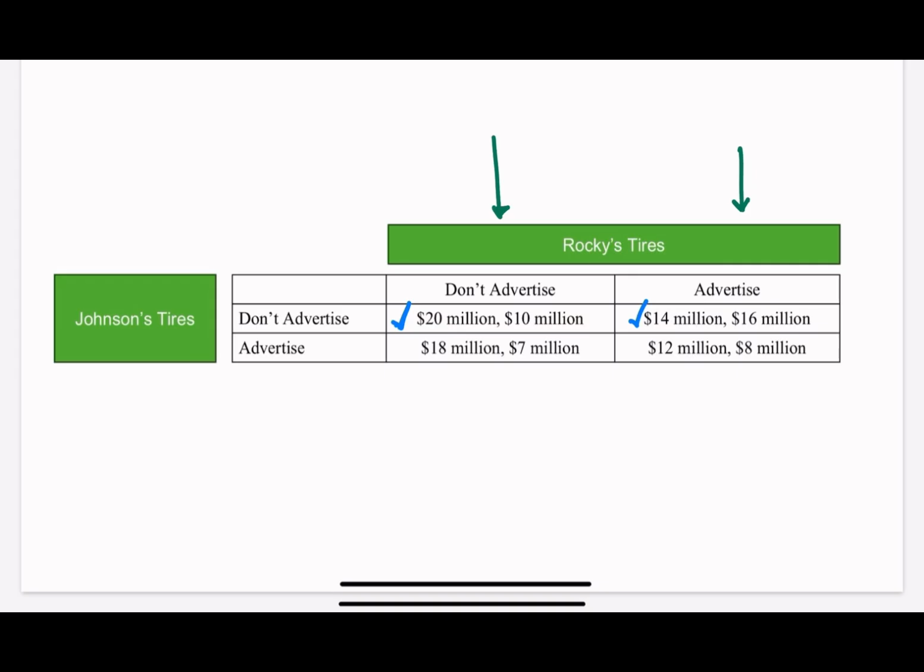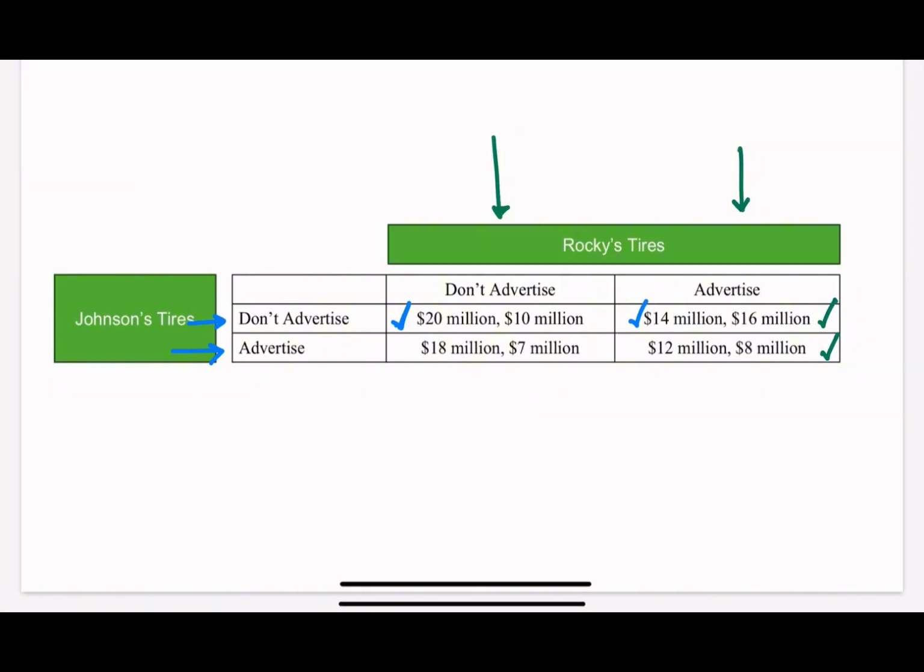Well, let's see what Rocky will do. Well, if Johnson Tire is going to not advertise, Rocky's best interest is if they don't advertise, they get 10. If they do advertise, they get 16. 16 is greater than 10. So we'd put a check mark there, right? And if Johnson says that they're going to advertise, then Rocky is determining between don't advertise and advertise, which is 8 compared to 7. 8 is greater, so we put a check mark there. Based on these payoffs, Rocky Tire has a dominant strategy to advertise.